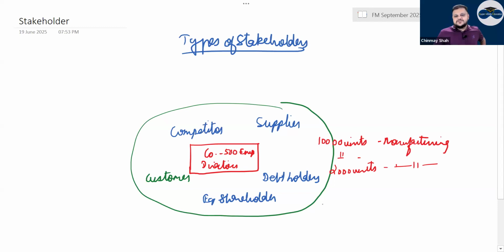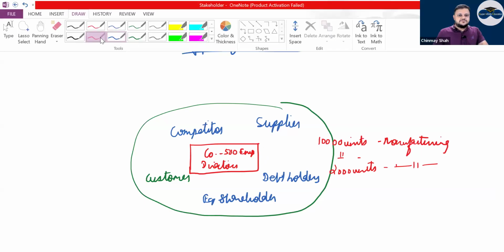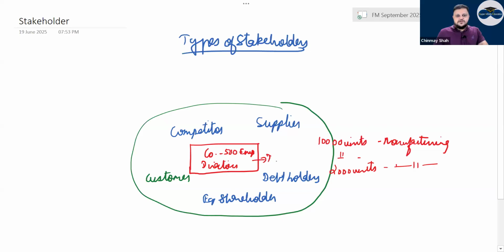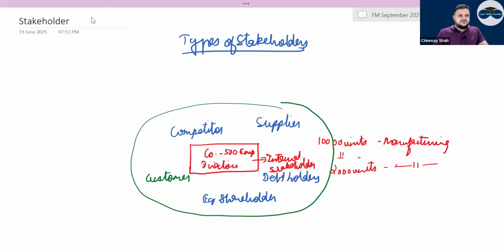Right? These are called connected. These are what? Internal stakeholders. I'll color code it. These are internal stakeholders. Right? These are connected stakeholders.